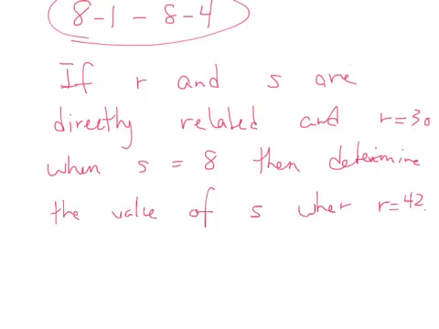Now, I can make this easy and make R 60, right? And then it's just double and double. That's very simple. So you would know the answer would be 16 off the bat. But since we're going from 30 to 42, it's a little bit different. You can't just say, okay, R is doubling, so S would double. It doesn't work that way. And I purposely pick numbers so it won't work that way.